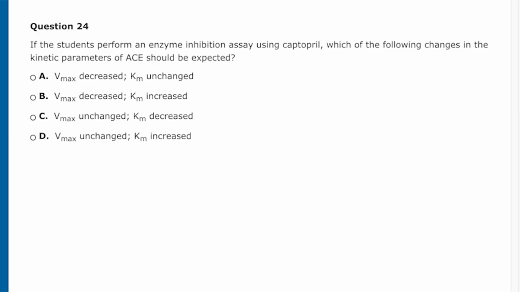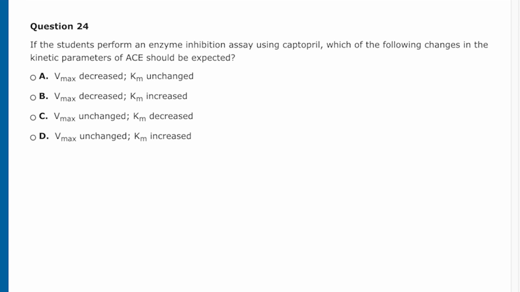All right, next question. If the students perform an enzyme inhibition assay using captopril, which of the following changes in the kinetic parameters of ACE should be expected? A, Vmax decreased, Km unchanged. B, Vmax decreased, Km increased. C, Vmax unchanged, Km decreased. Or D, Vmax unchanged, Km increased.